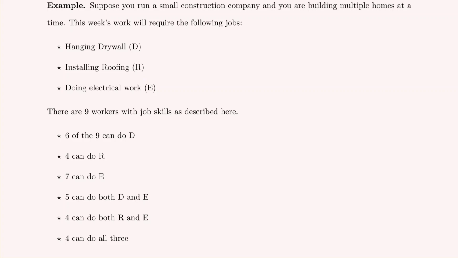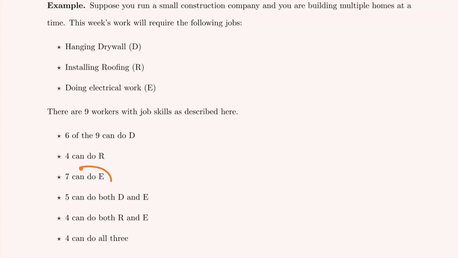If we're trying to identify how many individuals can do each type of job to maybe get the jobs done most efficiently, we have the 9 people, so imagine 9 people lined up, and we say, okay, raise your hand if you can do drywall. 6 of the 9 people raise their hand. Next, we say, okay, raise your hand if you can do roofing. 4 people raise their hand. Now, we say, raise your hand if you can do electrical. 7 people raise their hand.